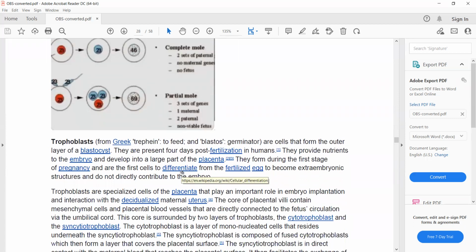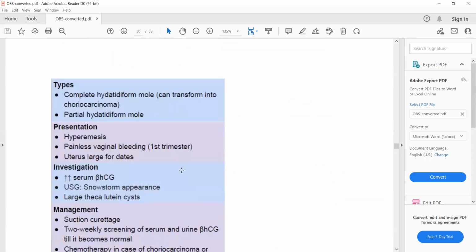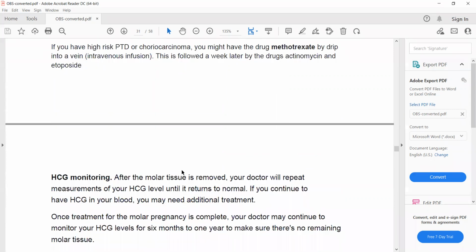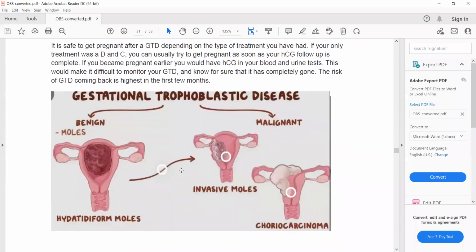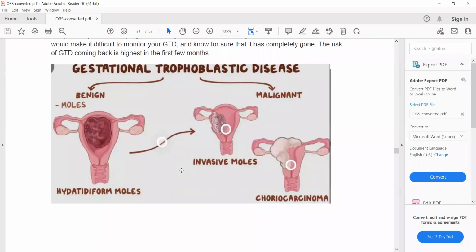So gestational trophoblastic disease. There are two types. One can be benign, which has two subtypes: complete mole and partial mole. And it can be malignant, again divided into two subcategories: invasive mole and choriocarcinoma. So gestational trophoblastic disease can develop into choriocarcinoma as well.